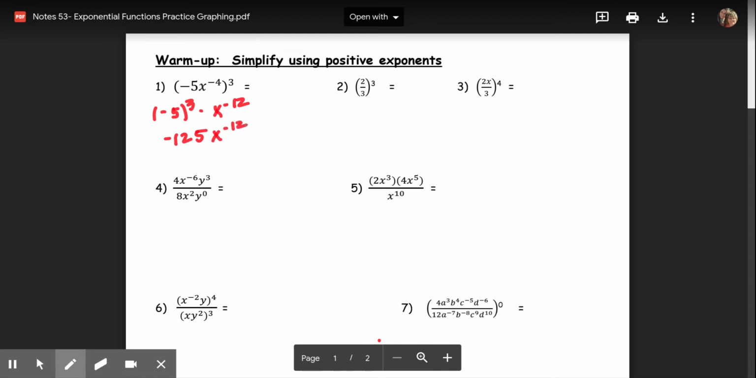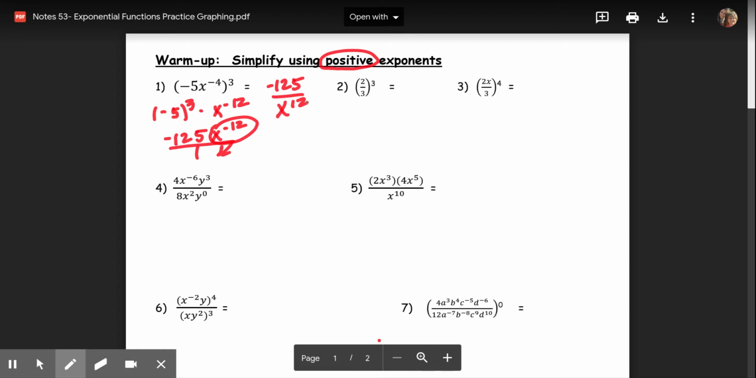But it says simplify using positive exponents. So remember what we're going to do in order to change that -12 to a positive 12. We're going to take x to the -12 and move it to the bottom. So your final answer would be -125 divided by x to the positive 12th power.